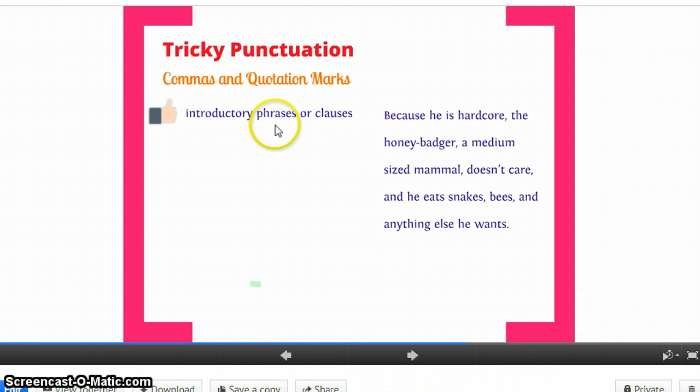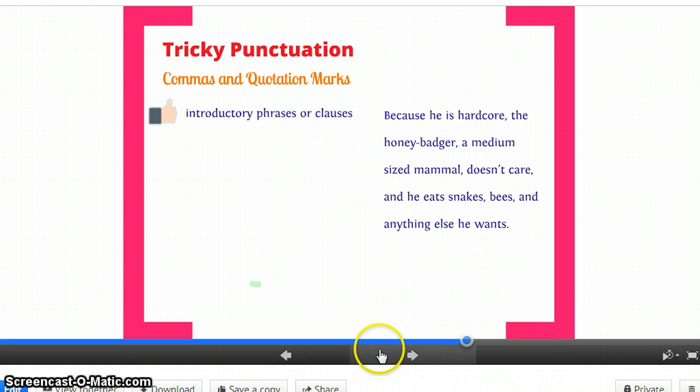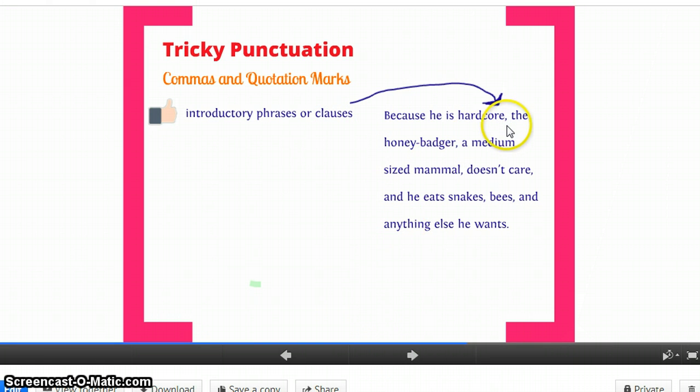First, introductory phrases or clauses. So here's a dependent clause, and we put a comma after it, separating it from the independent clause. That is because it comes at the introductory part of the sentence, or the beginning of the sentence. So if you have a phrase or clause at the beginning, you can separate it with a comma from the rest of the sentence, because he is hardcore.